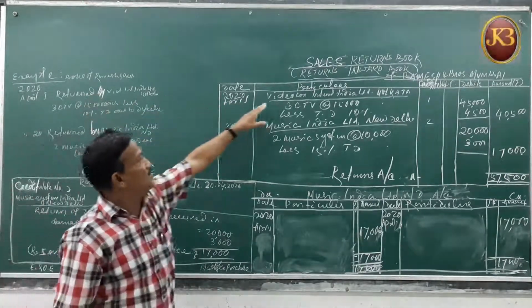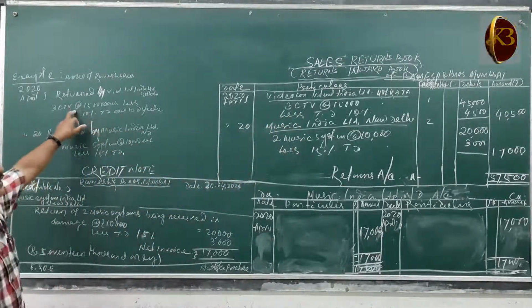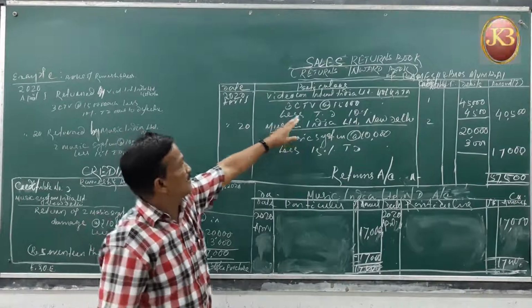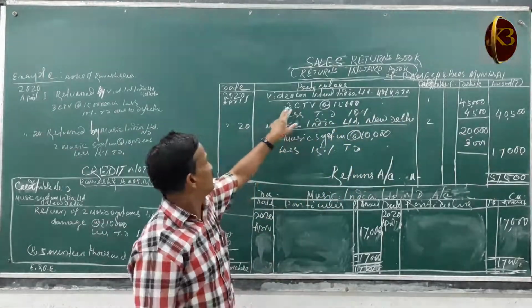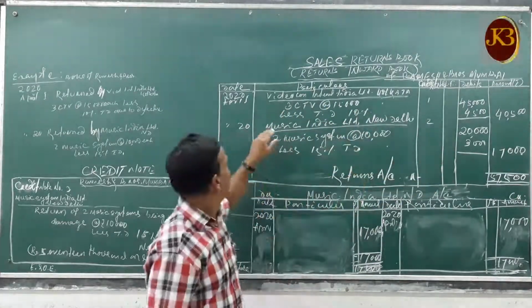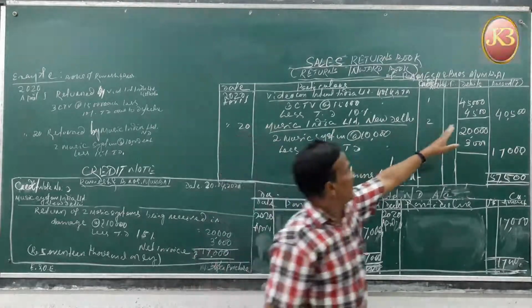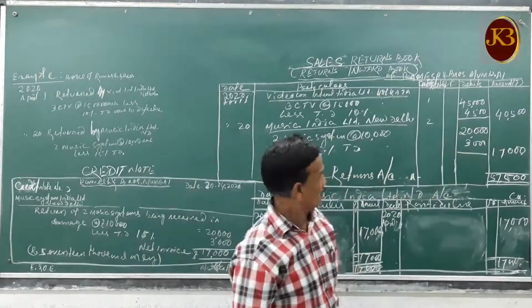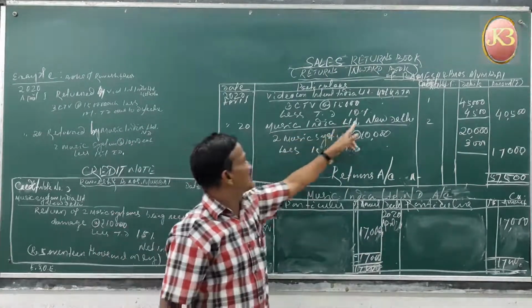First, Videocon International India Limited returned 3 color televisions at 15,000 each. So the total is 45,000, that is 3 multiplied by 15,000. Less trade discount of 10%, 4,500. The net amount is 40,500.